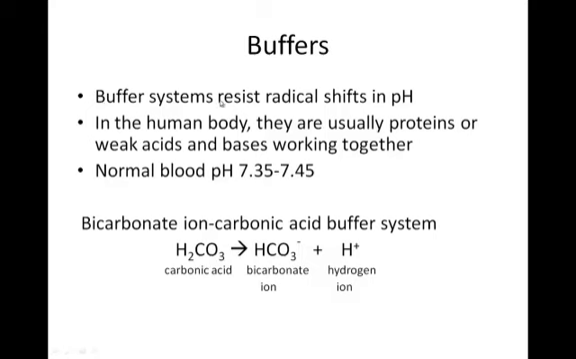On buffer systems: because pH is so important in the human body, because we want to maintain our blood between a pH of 7.35 and a pH of 7.45, this is a number that you should know, we rely heavily on these things called buffer systems. And buffer systems resist radical shifts in pH. So we have things like proteins that help maintain our pH, but we also have weak acids and weak bases that work together. And the biggest buffer system that you have in the blood is called the bicarbonate ion carbonic acid buffer system.